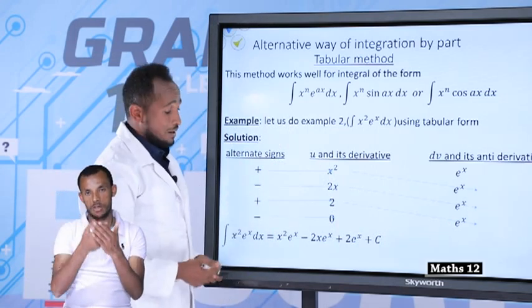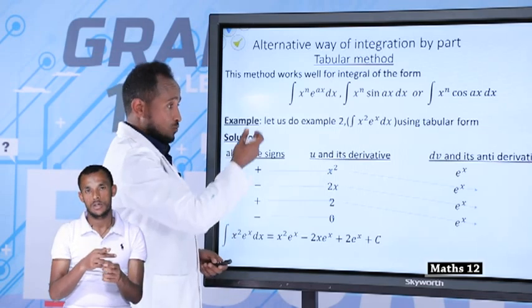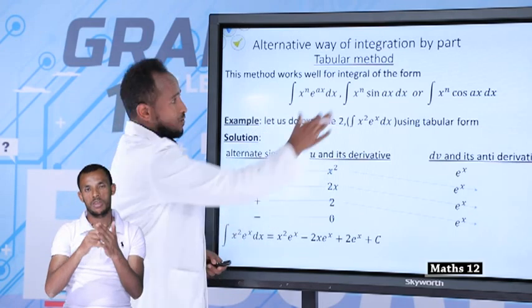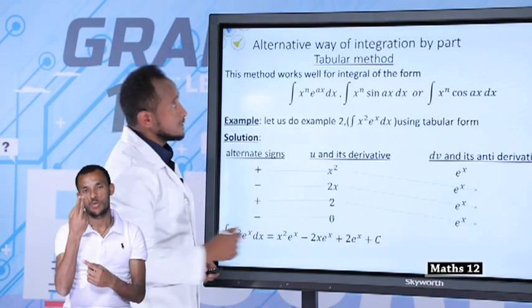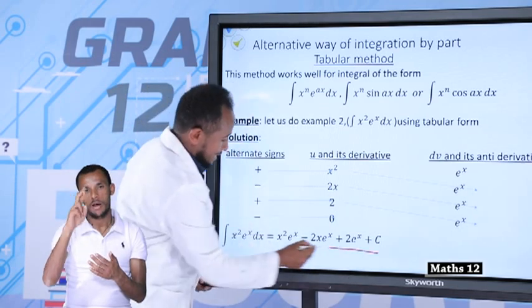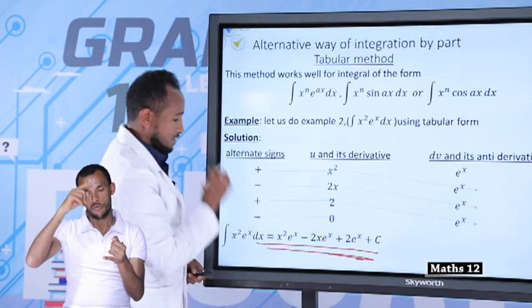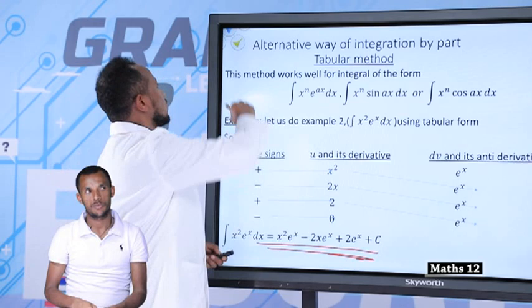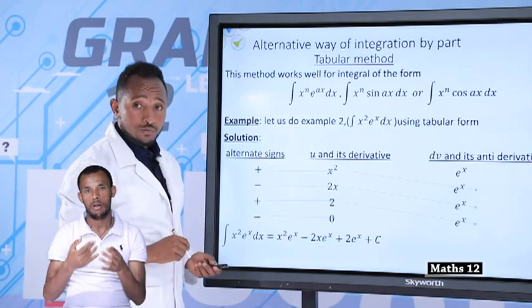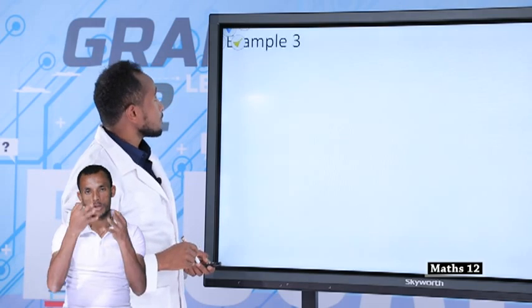So this is the answer. By the way, the previous one was a little bit longer. This one is shorter, so the tabular method is preferable for such types of functions. So this is the final answer of this integral. Now, to understand this technique, let's proceed to additional examples.